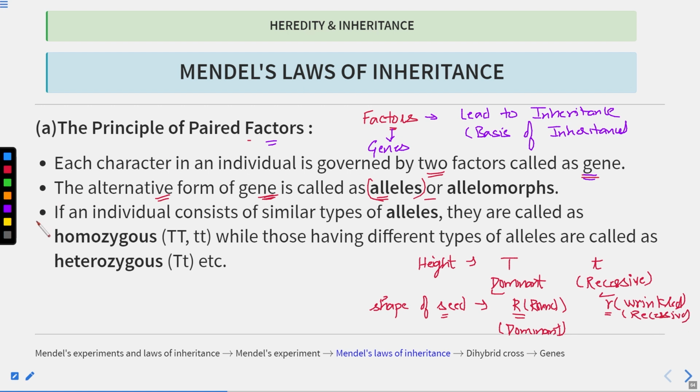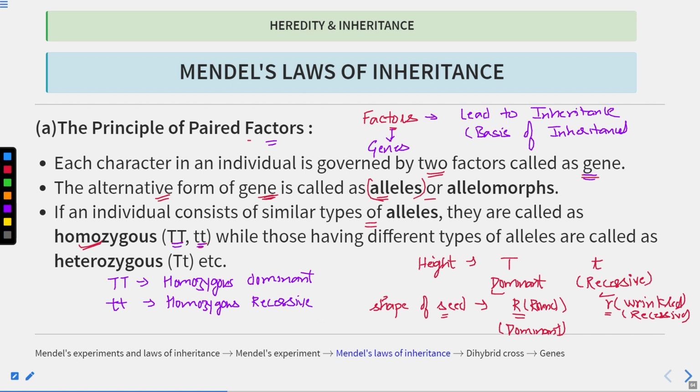Clear? Now, if an individual consists of similar alleles, they are known as homozygous. Means capital T, capital T or small t, small t. So these are homozygous individuals. Capital T, capital T will be homozygous dominant, and small t, small t will be homozygous recessive.